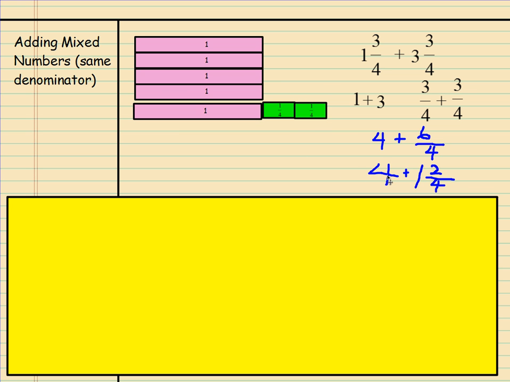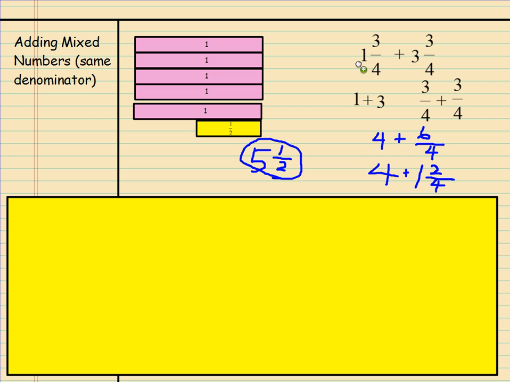Now all we have to do is add the wholes again. 4 plus 1 is 5. And the 2/4 can be simplified. It simplifies into 1/2. And that is our answer. We have the 2/4 here, we replace that with the 1/2. So our answer is 5 and 1/2.